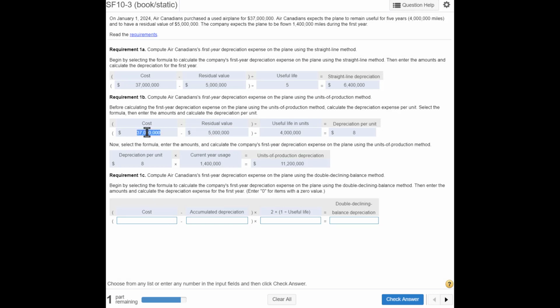Now we can plug in the cost. The cost is up here, copy, paste. Accumulated depreciation. Remember, this is the first year, so how much has been depreciated so far? None. So put a 0 in there, and then we're just going to bring down times 2 times 1 divided by 5. And why is 5 on the bottom? Because that's the useful life, and we said the useful life for this airplane will be 5 years. Now we can do the calculation. We take 37 million minus 0 times 2 times 1, divided by 5. So 37 million times 2 divided by 5 should give you 14 million, 800,000 dollars of depreciation in the first year.